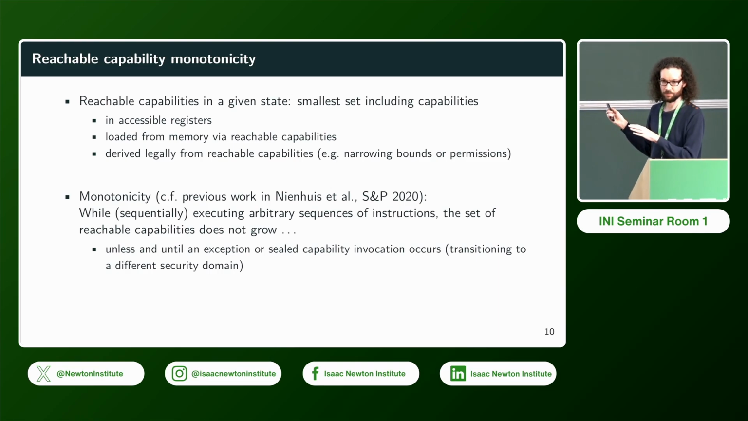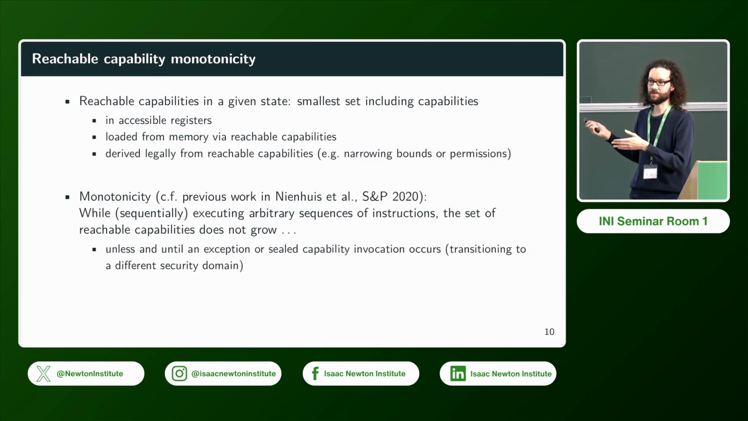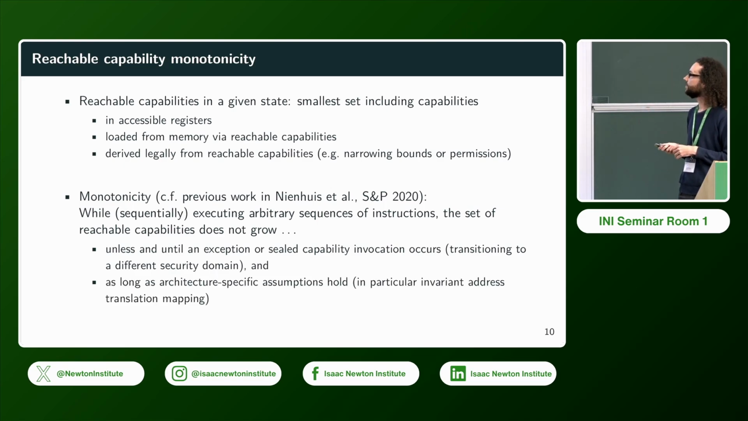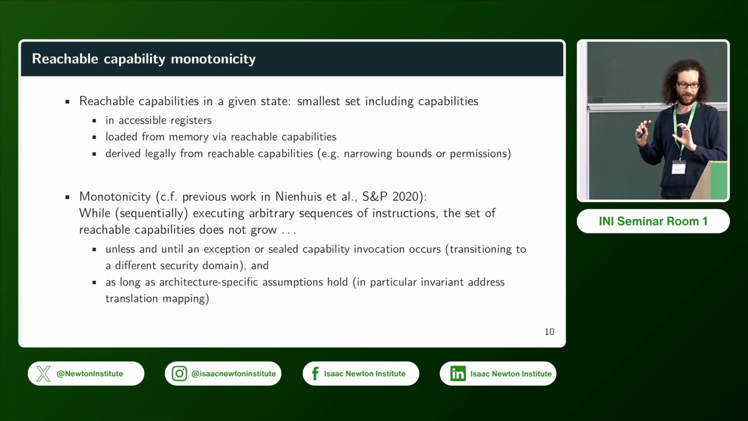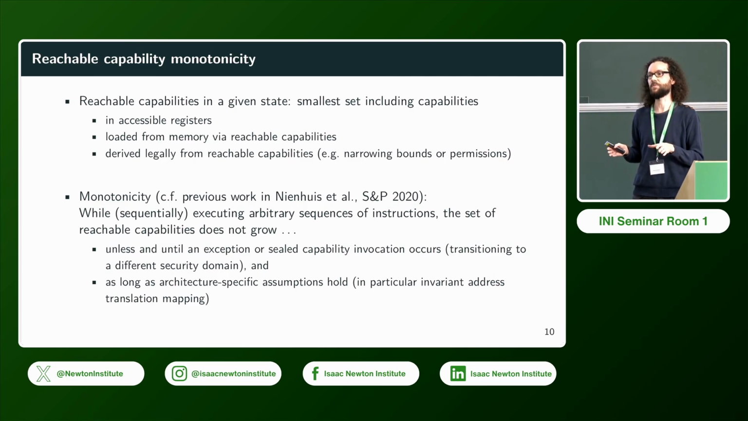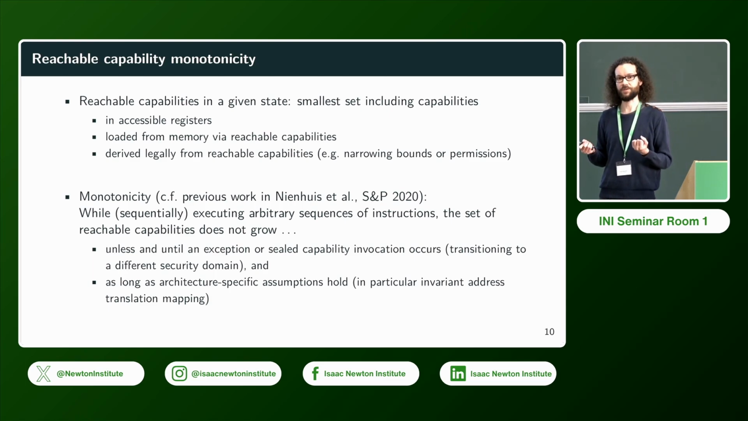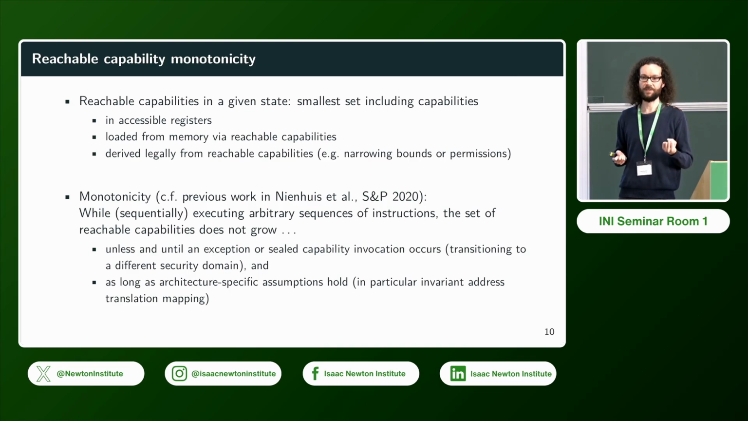And I'm not going to go into much more detail here, but the formalization of this spells out in detail under which conditions these non-monotonic transitions can occur and what exactly is allowed to happen in those cases. But up until that point, monotonicity holds under certain assumptions. So we have some assumptions on the system state. In particular, we assume that the address translation mapping between virtual and physical addresses does not change under our feet, because these capabilities carry virtual addresses. So if you were able to change the translation mapping, then you could basically change the meaning of capabilities. So we assume that that does not happen.